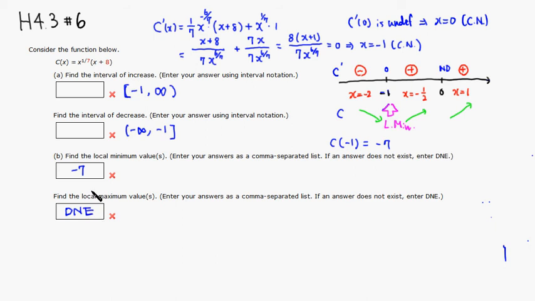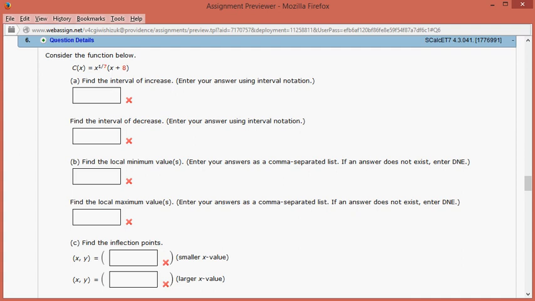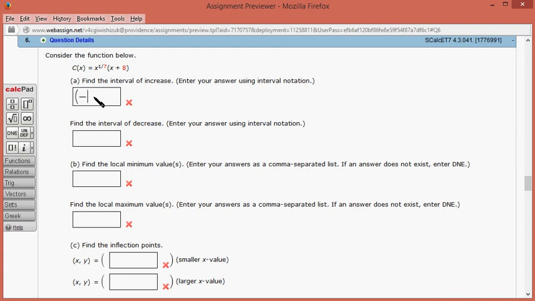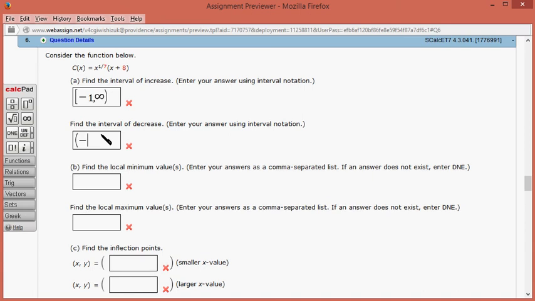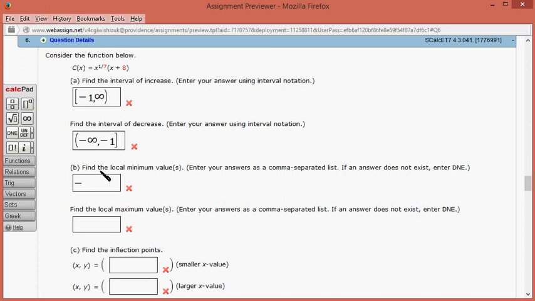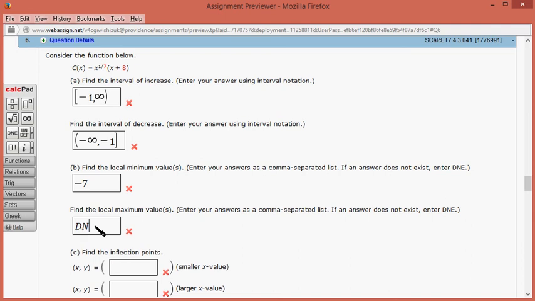Alright, so let's type those in before I forget. It was -1 to positive infinity, and I think I can put the bracket there. And here, negative infinity to -1. To find a local minimum value, that was -7, and a local maximum value does not exist.